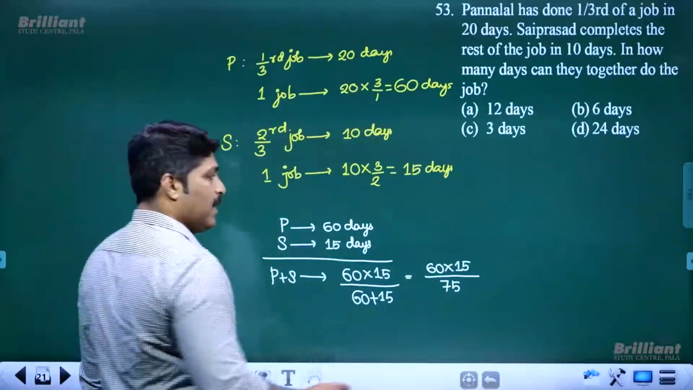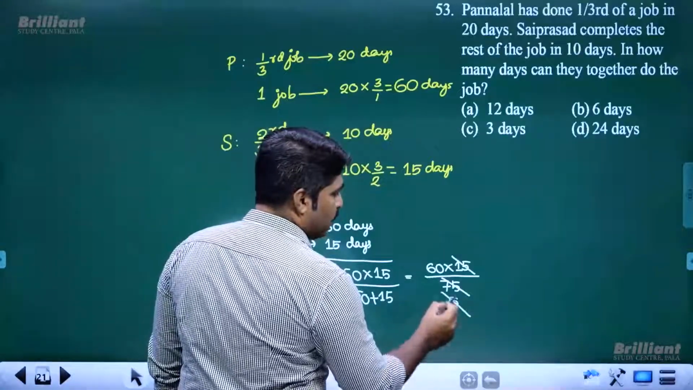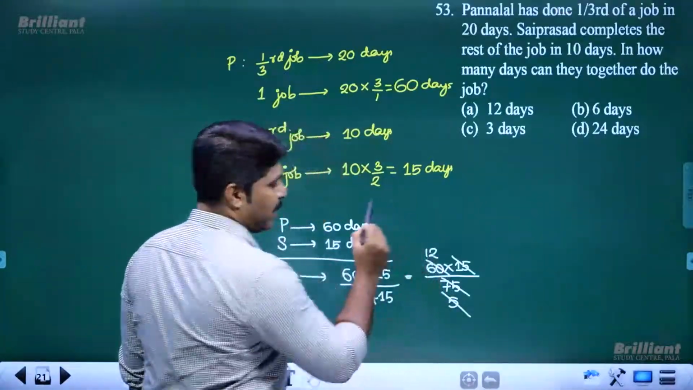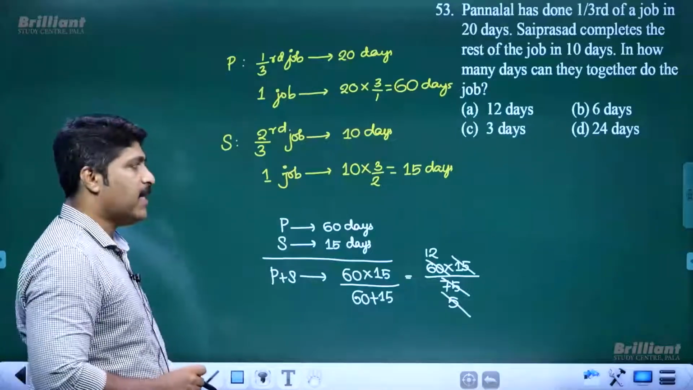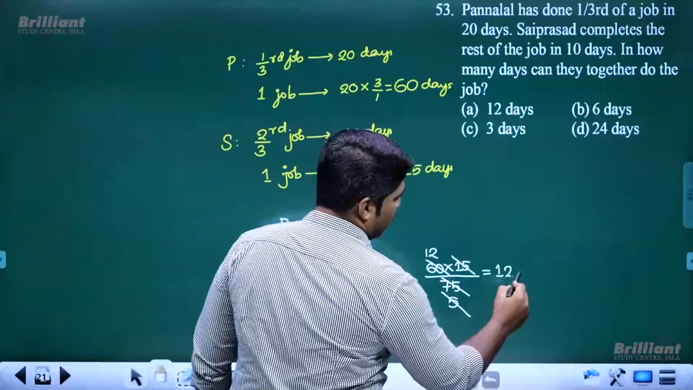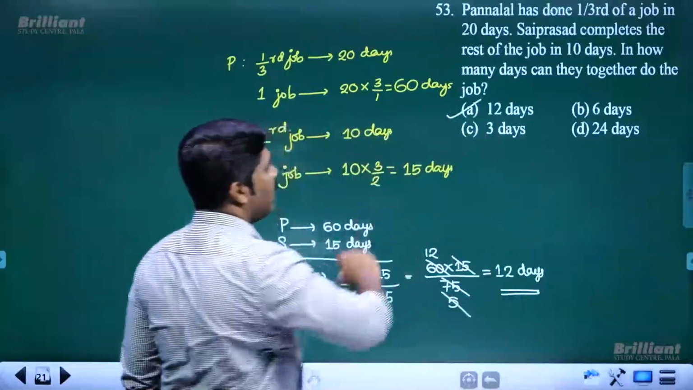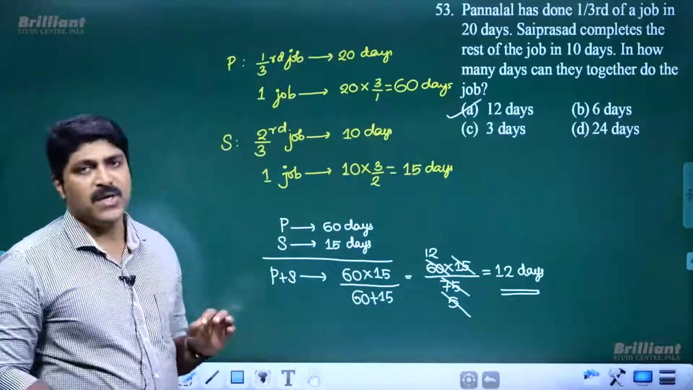Further simplified, here we can cancel 15, 5 times here, and this 5 12 times in 60. So which will be the answer here? 12 days. So they together required 12 days. So the answer is option A. It's such an easy question.